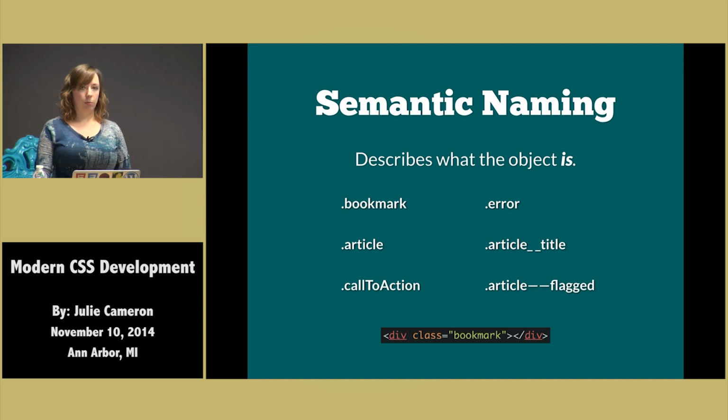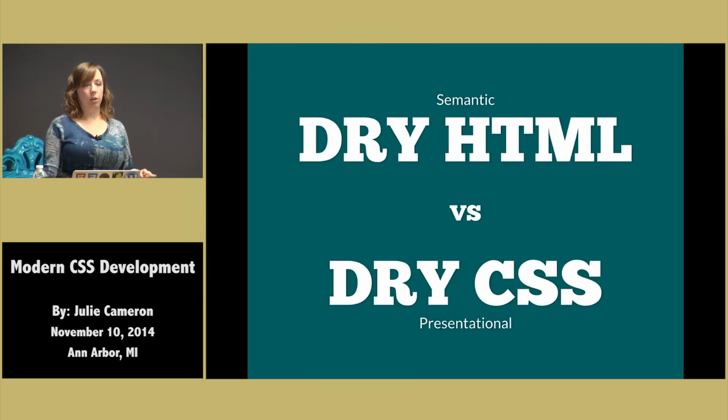So for most people, making a decision one way or another is probably going to come down to the question of what would you rather have, dry HTML or dry CSS. If you want dry HTML, go semantic. You're going to use far fewer classes. If you want dry CSS, which is going to be, well, they're both flexible, but in a different way, flexible in your CSS rather than flexible in your HTML.